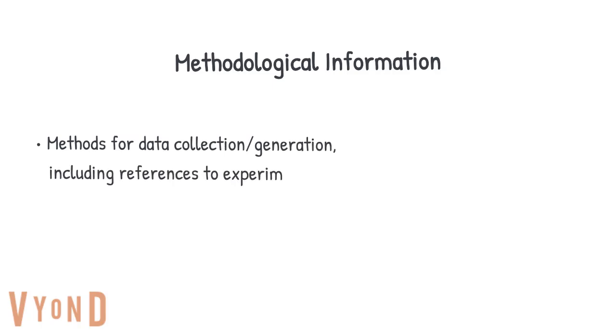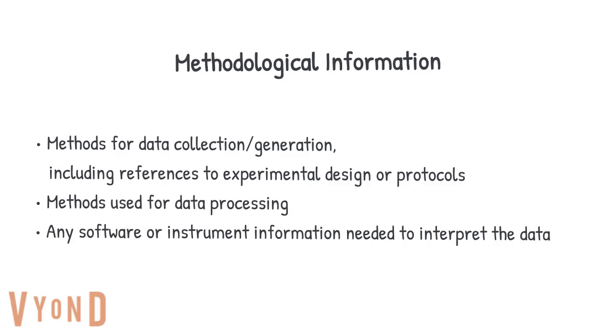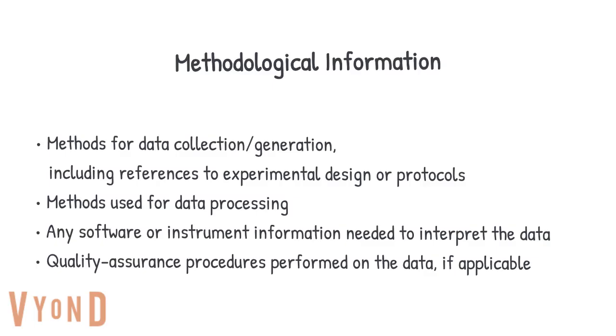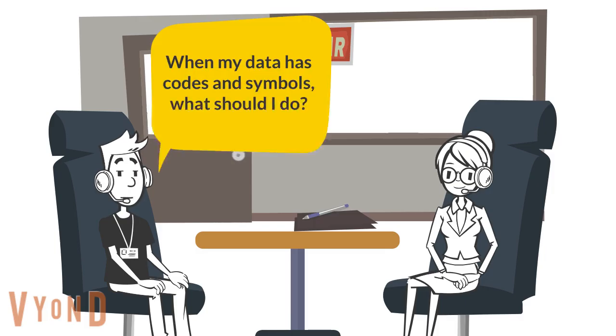I see. And then you have the methodological information section, and this is where you describe how the data was collected or generated, how the data was processed, any software or instrument needed to interpret the data, and even quality assurance procedures. It's all about transparency and reproducibility, right? Making sure that someone could do it again. Exactly. If someone wants to use your data, they need to know how it was put together and whether it's reliable.